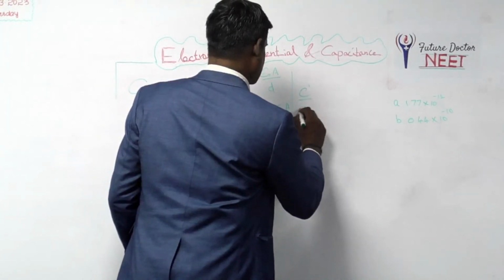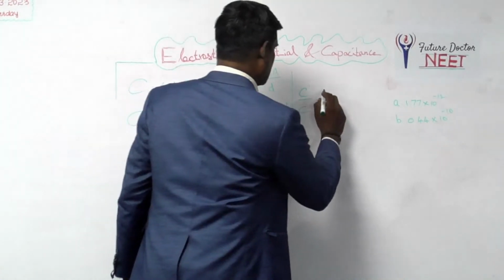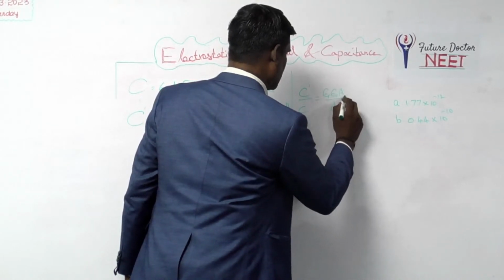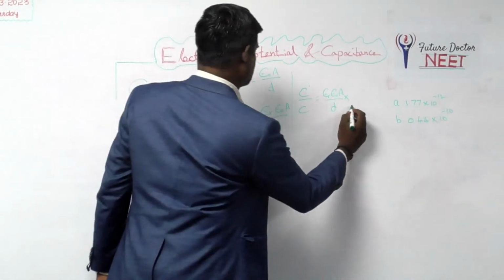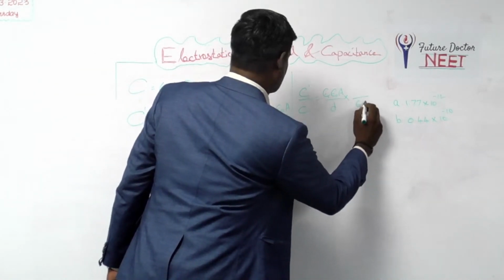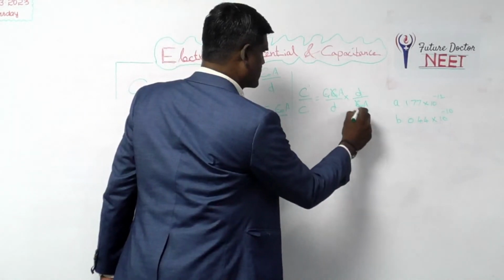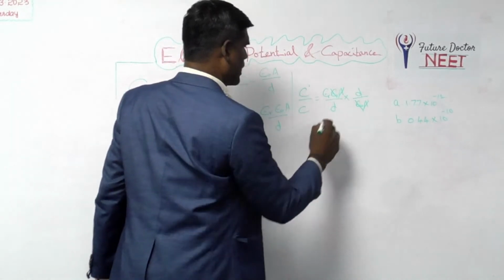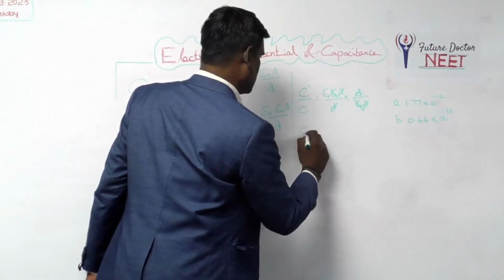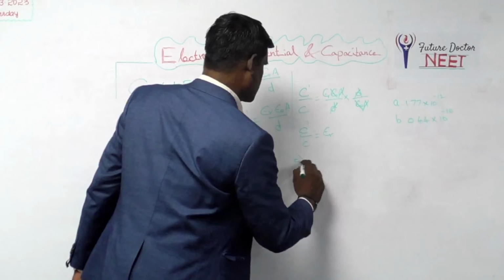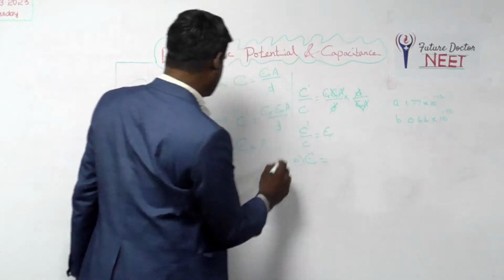C dash by C gives epsilon r epsilon naught A by D into C. C is epsilon naught A by D. Epsilon naught A gets cancelled, D gets cancelled. So C dash by C equal to epsilon r. From this, epsilon r equal to C dash by C.